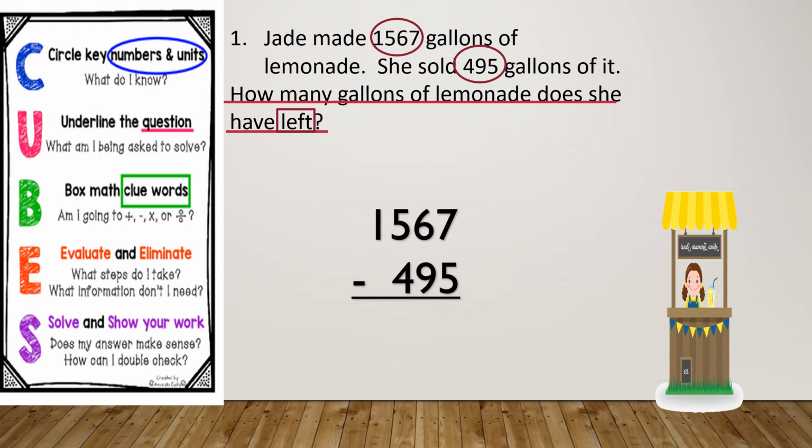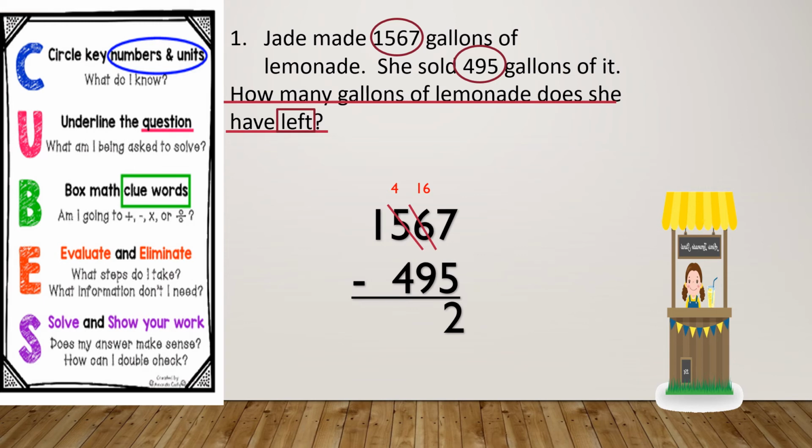We will begin in the ones. 7 subtract 5, well, that's 2. We go to the tens. 6 subtract 9, that's not going to work. So we're going to have to move to the hundreds and we're going to have to rename it. So we'll rename the 5 a 4, and the one that we took from the 5, we're going to use that to rename the 10. So we'll rename the 6, 16.